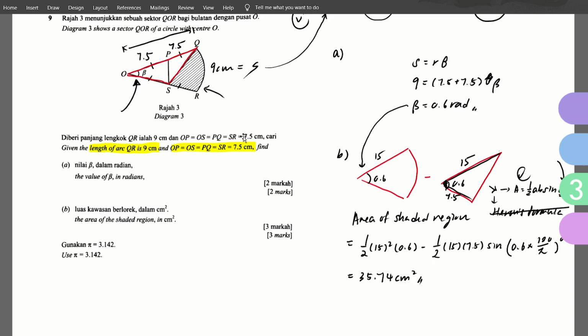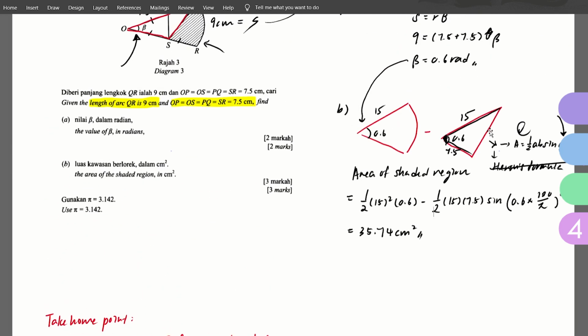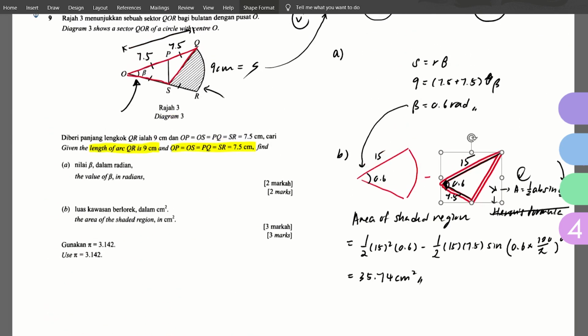Right, so the take-home point for this video is this. So especially for circular measure questions, you are very encouraged to use Form 4 Chapter 9's formula to solve. For example, sine rule, cosine rule, area and Heron's formula. So you're able to find a triangle's sides, angles, and area. For example, in part B, which is this triangle, we have used this area formula right here to find the area of a triangle. So able to help you to save your time and to reduce your workings to find the correct answer.